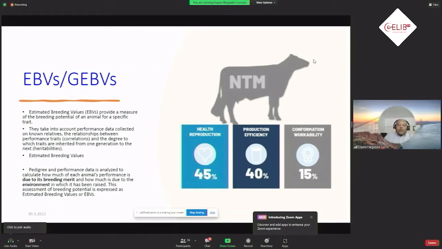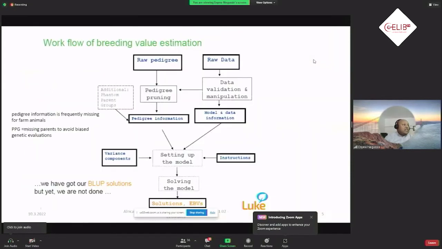So this information is combined together to give us what we call breeding values, pedigree evaluation, and also genomic breeding values. As I have presented in this slide, the work for breeders, especially those in national evaluations, and also students, is composed of several different tasks. It involves having raw pedigree and raw data, pruning the pedigree, validating your data, things like that. Then you combine pedigree information. In some cases, we are faced with missing parents in the pedigree. In those cases, you can build phantom parent groups or genetic groups.